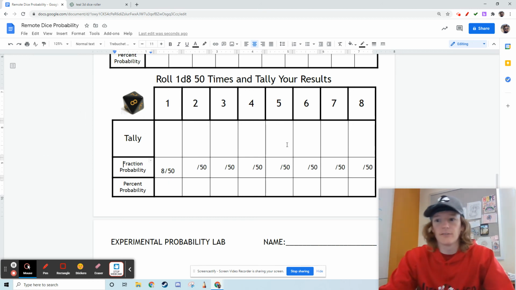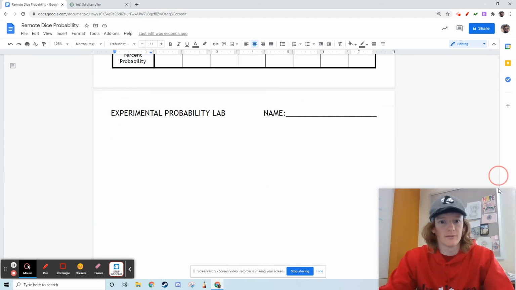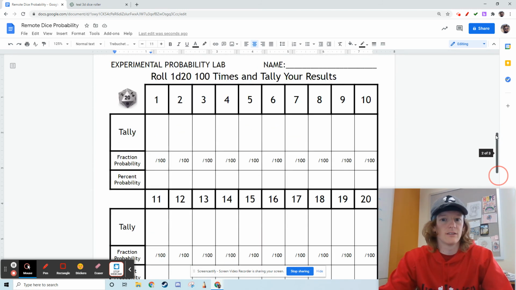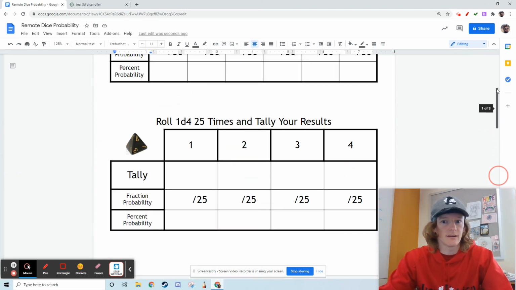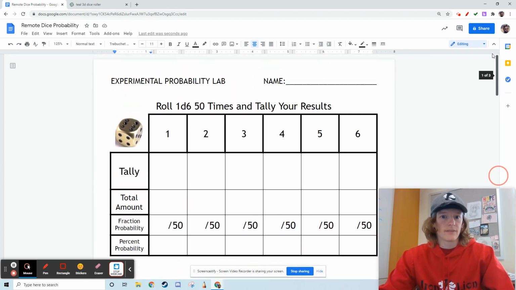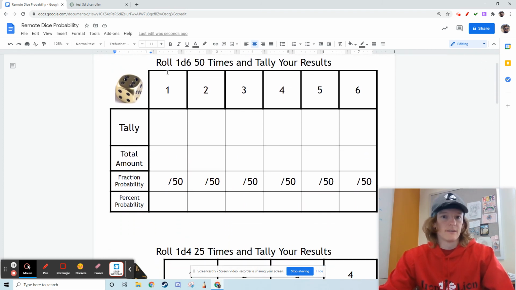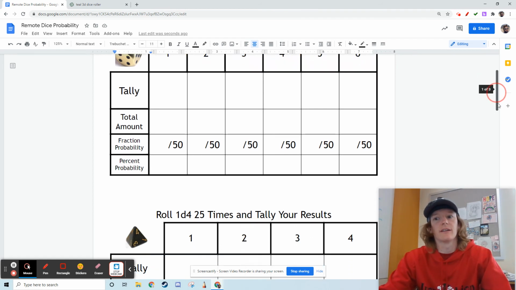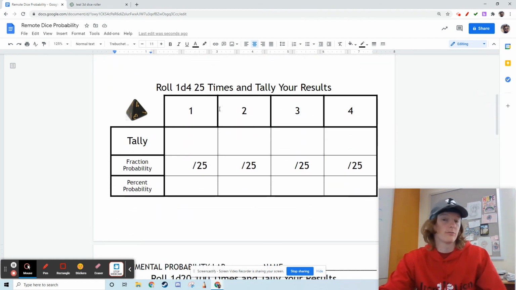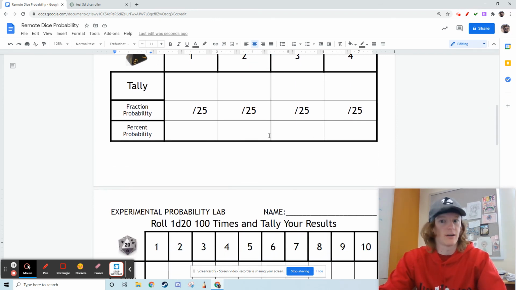If yours ends up having an extra page here, don't worry about it. I'm just going to look and make sure you did these and got your percents. Ideally, on this one, your numbers should be close to 16 or 17%. On this one, we've got 4 results: 1, 2, 3, 4. So 1 out of 4, you should be pretty close to 25% because we have 4 possibilities. 25, 25, 25, 25 would make 100%.